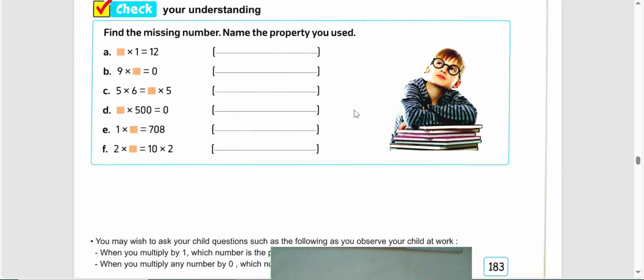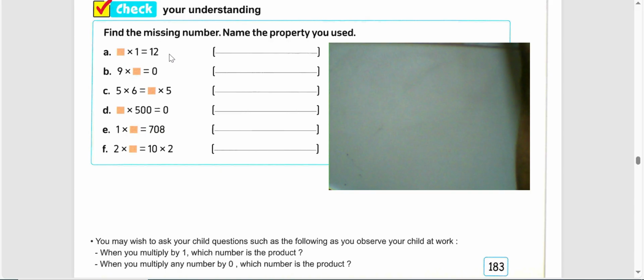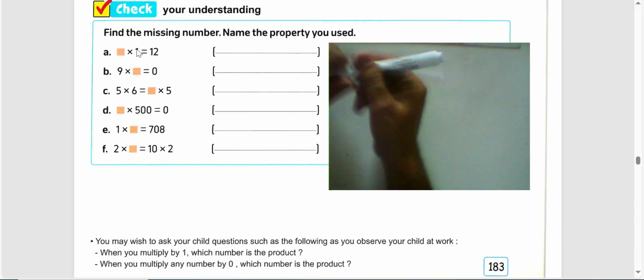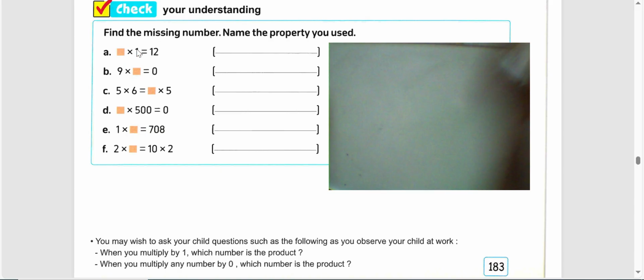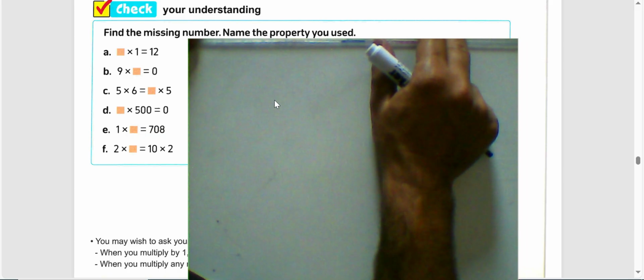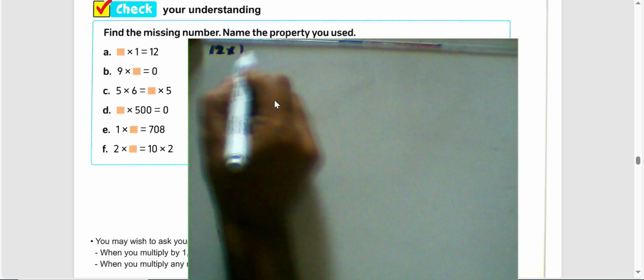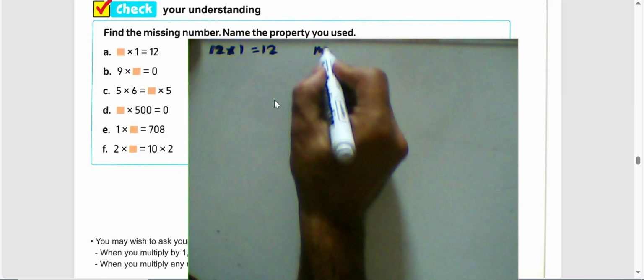Check number 1. Asked about this property here: 1 times what equals 12? 12 times 1. In the property here, what do we call it? We call it multiplicative identity. Okay? Then the answer here: 1 times 12 equals 12. Then write 12 times 1 equals 12. We call it multiplicative identity.